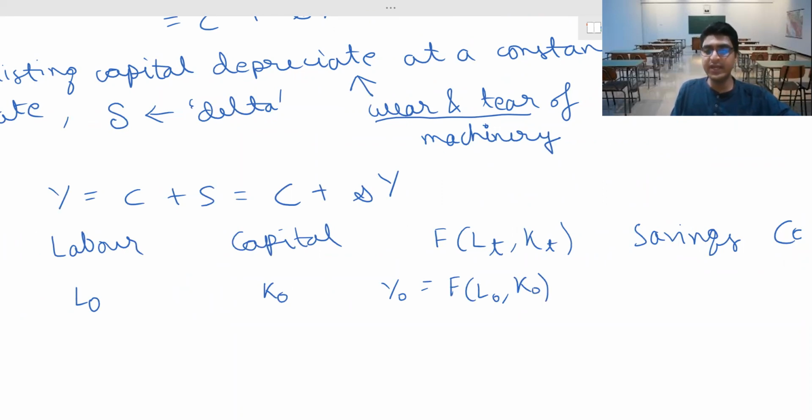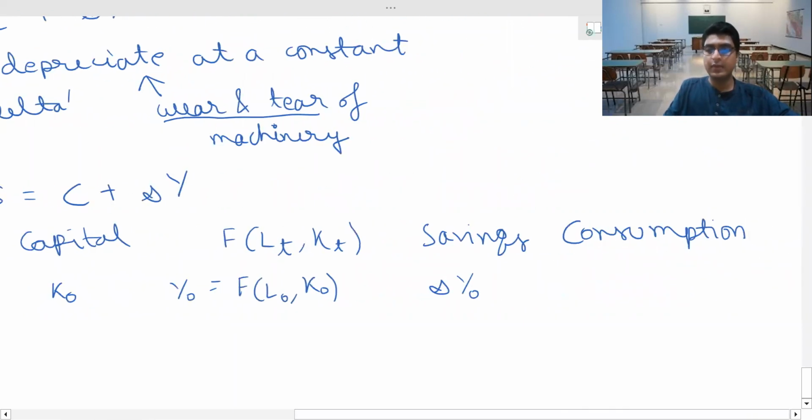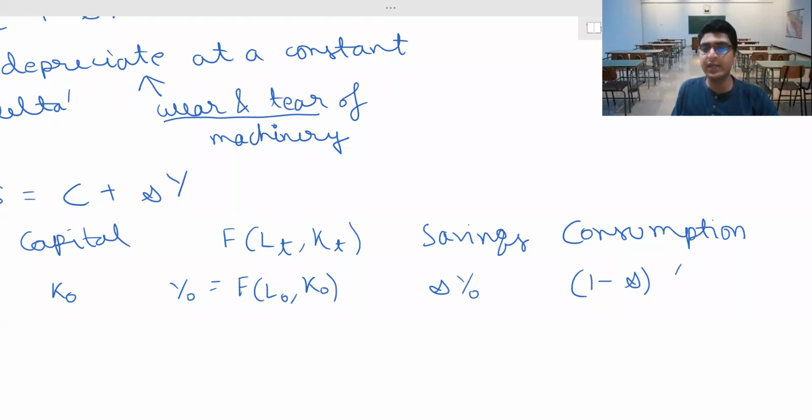So how much will the savings be? Savings will be equal to your saving rate into the amount of income. And consumption will be what? So whatever is left out of this income, that will be consumption. So 1 minus saving rate is the consumption rate, right? 1 minus saving rate is the consumption rate. So consumption rate into the amount of income you have, that will give you consumption.